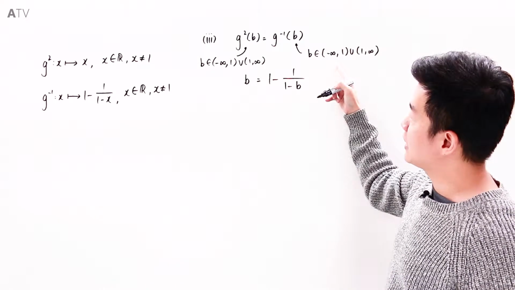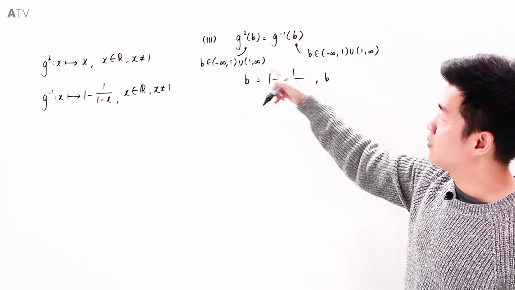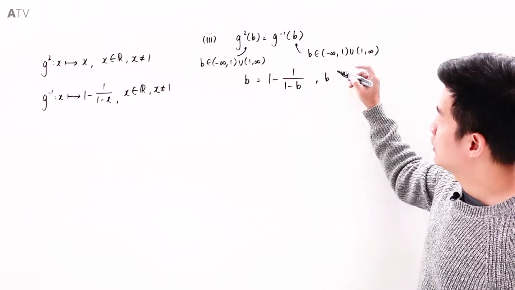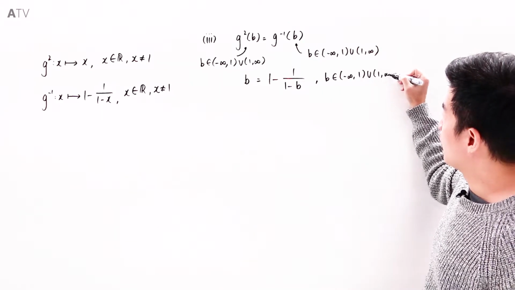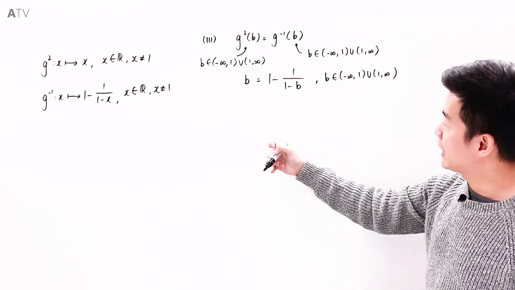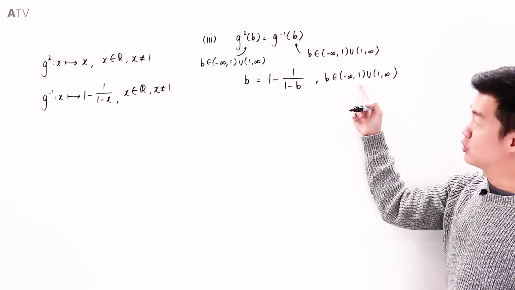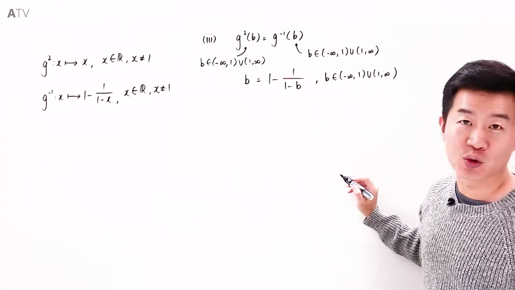which happen to be exactly the same, which means that in this equation over here, b must satisfy both of these domains at the same time, which is minus infinity to 1, or from 1 to infinity. Which means that as we solve for b, if we were to get a number that is 1, we got to reject it, because according to what we have seen here, b cannot be equal to 1.